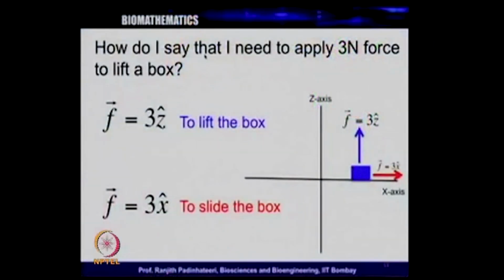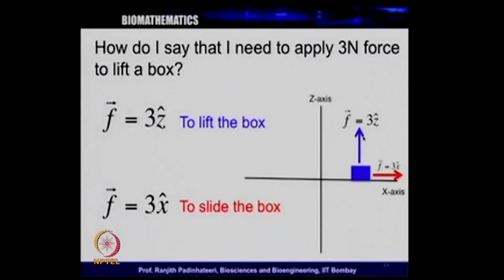The question we want to ask is, have a look at the slide here, how do I say that I need to apply 3 Newton force to lift a box? To lift a box, you have to lift along, I define this axis as the z axis, for it is just a name. I can call it z or y or whatever I want. I am calling this the z axis, and I want to lift it. Lifting means moving along the z axis.